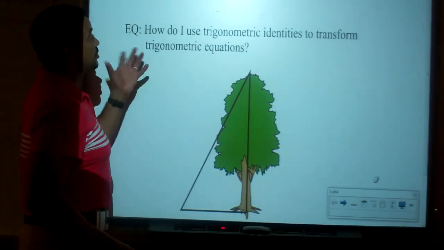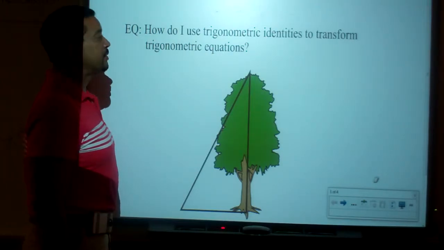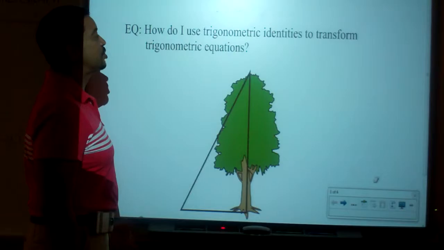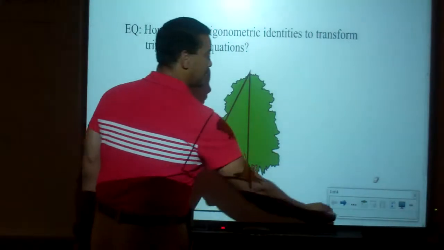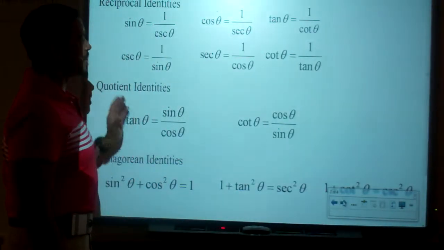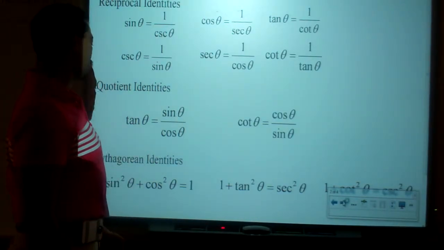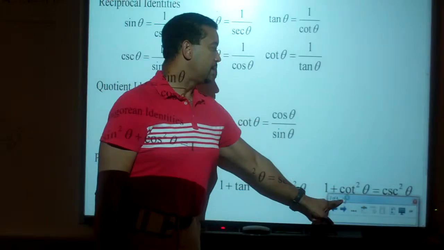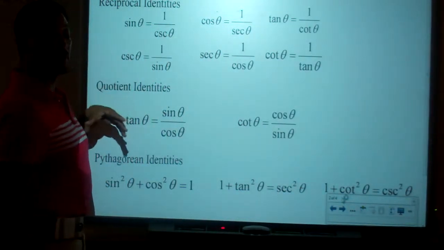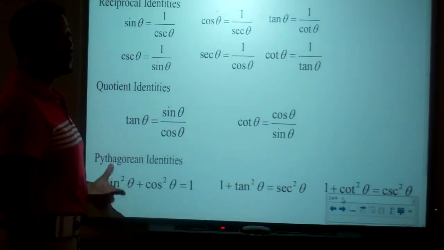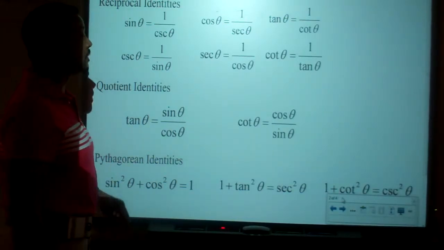Alright, so as you can see, this is part 2 of our right triangle trigonometry. What we're going to look at is how we use trigonometric identities to transform trigonometric equations. Now what you're going to need out is your identity sheet that you've been given. This will have all these different trig identities on there. These are things that you're going to need to know. Well, I won't make you memorize them, but you're going to need to know how to use them and where to find them on your sheet, because as you notice, there's a whole bunch of them.